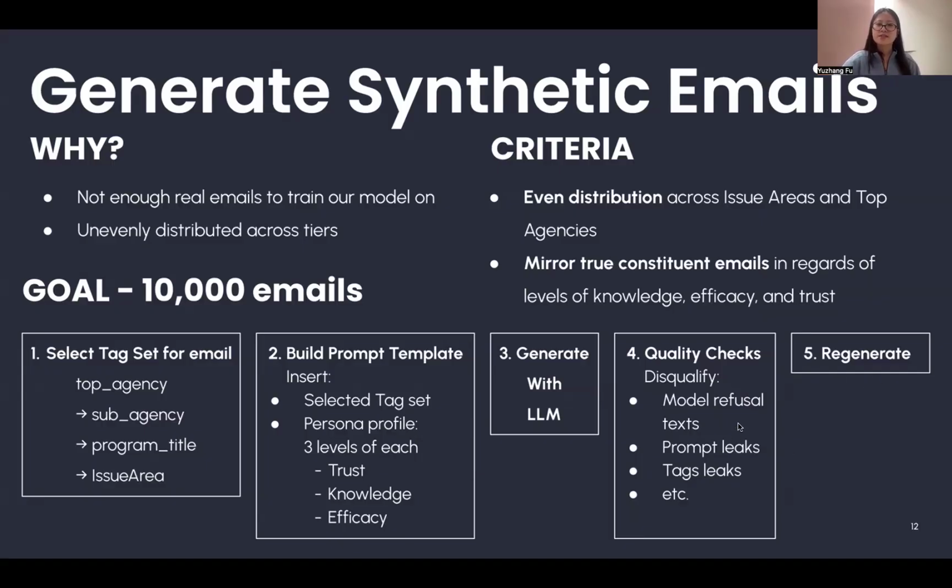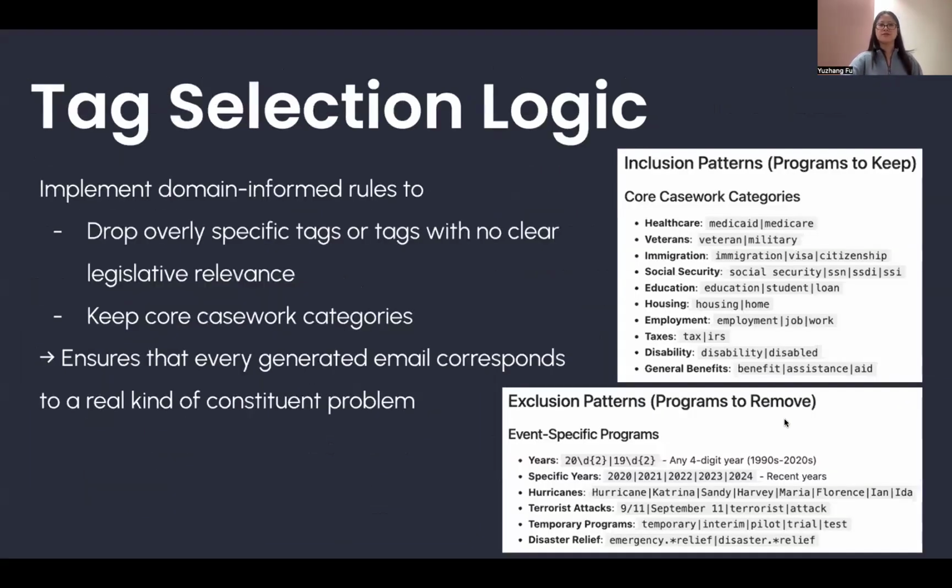Just before we select a tag set, we want to make sure that all of the tags we use are meaningful and helpful towards classification later. This is done by applying a set of domain-informed filtering rules where we will drop overly specific tags or tags that have to do with a specific year or one-time disaster relief programs, while we also make sure that we include all of the core casework categories. That's about healthcare, immigration, and employment.